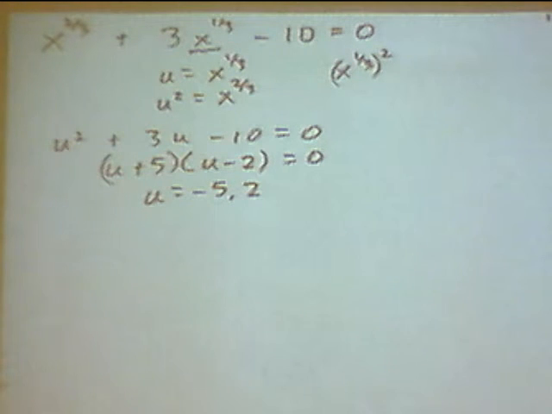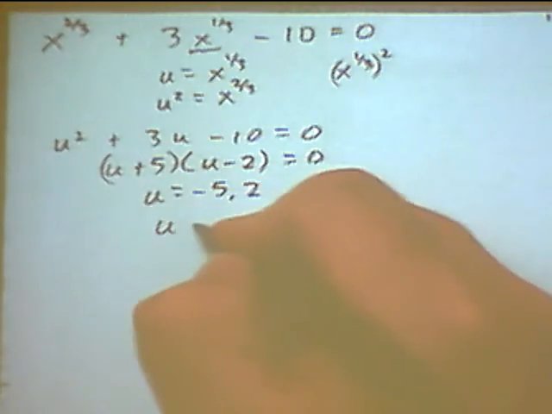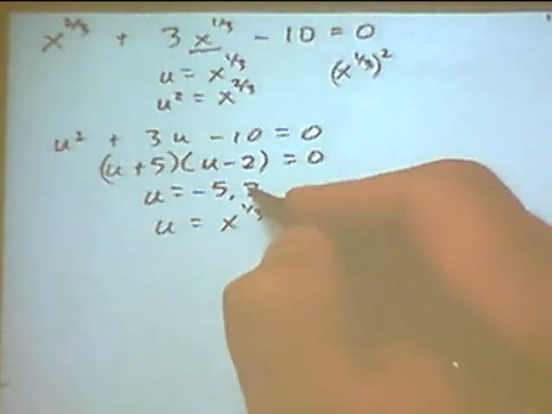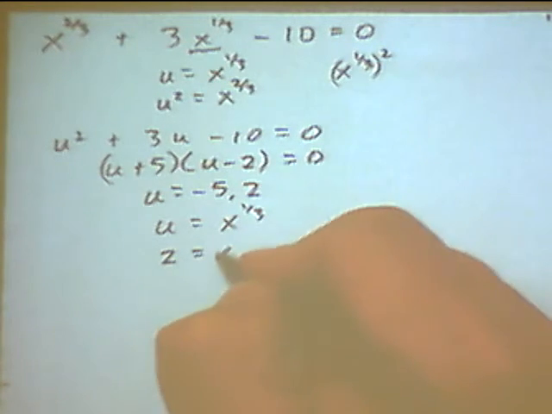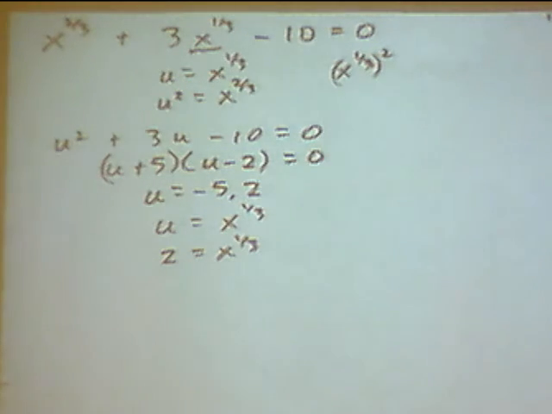But once again, I'm not trying to solve for u, I'm trying to solve for x. So now the last step is to take these solutions for u and convert them back to x. So I go to my original definition: u equals x to the 1/3. Let's take the 2 first. So I plug in 2 for u. And now I need to solve for x. So 2 equals x to the 1/3.